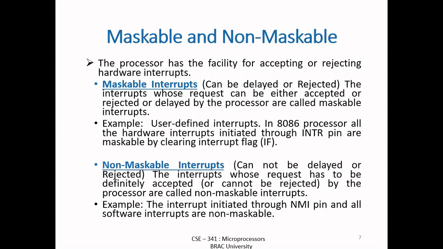In the 8086 processor, all the hardware interrupts initiated through the INTR pin, that means pin number 18, are maskable. Any kind of interrupt that comes through this INTR pin is a maskable interrupt, and the processor masks it by clearing the interrupt flag. When the processor doesn't want any kind of interrupt, it just clears the interrupt flag to 0. The interrupt initiated through the NMI pin and all software interrupts are non-maskable.